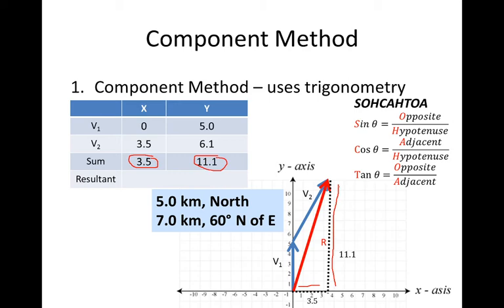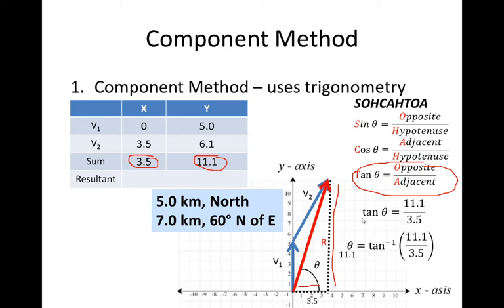So how do we compute the angle? We are interested in this angle right here. We want to know the value of this angle. We are given 3.5 and 11.1. 11.1 is opposite to the angle, and 3.5 is adjacent to the angle. So opposite and adjacent, we have tangent. Tangent will be our formula in determining the angle. So tangent theta equals 11.1, the opposite, over 3.5, the adjacent.